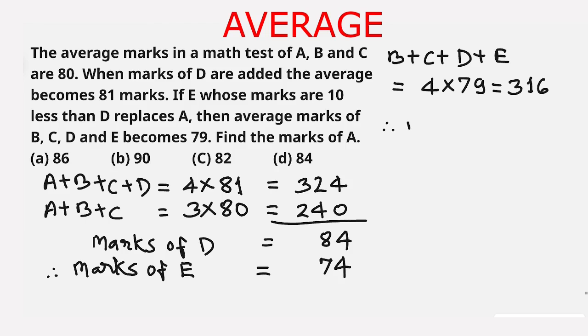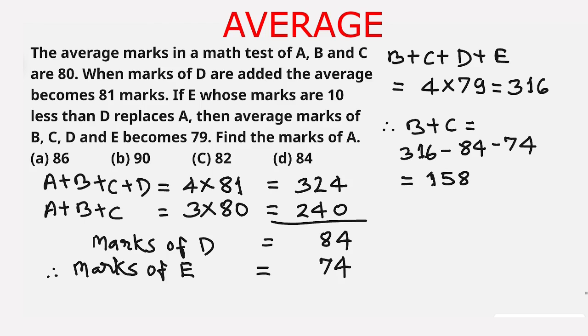Therefore the marks of B plus C equal to 316 minus 84 minus 74. 84 plus 74 is 158, and 316 minus 158 is 16 minus 8 is 8, 10 minus 5 is 5 and 2 minus 1 is 1.